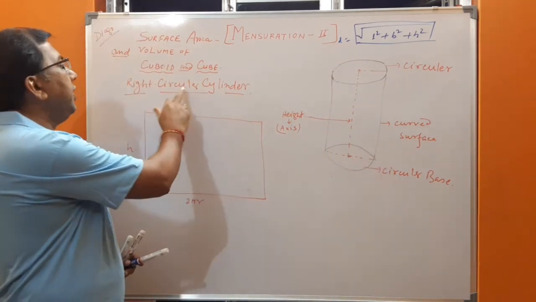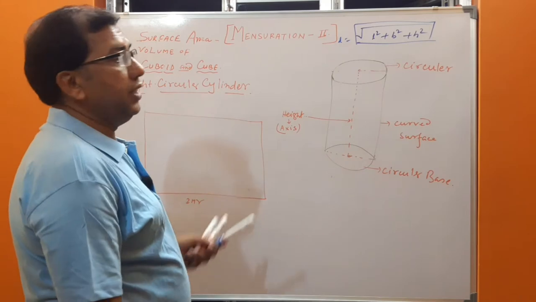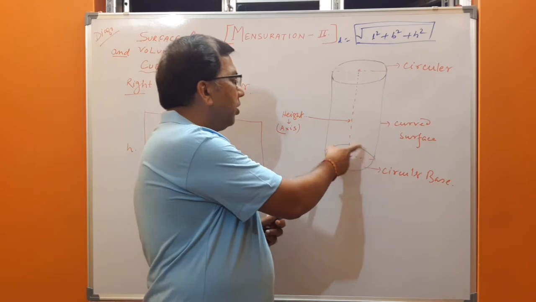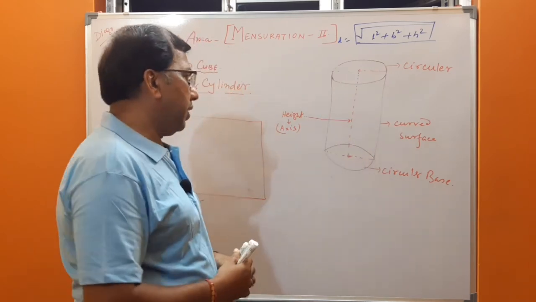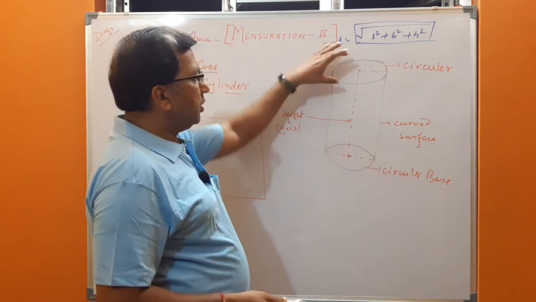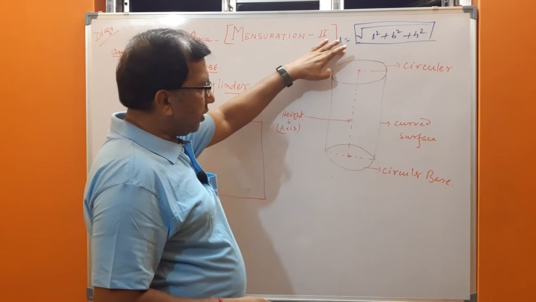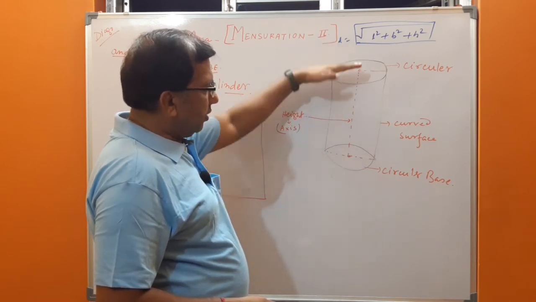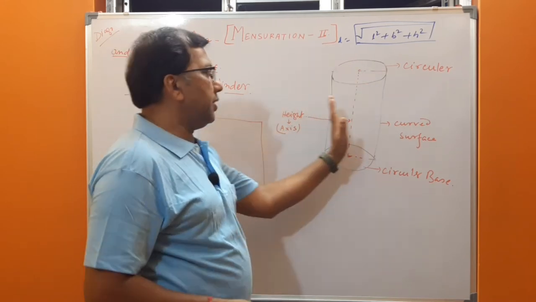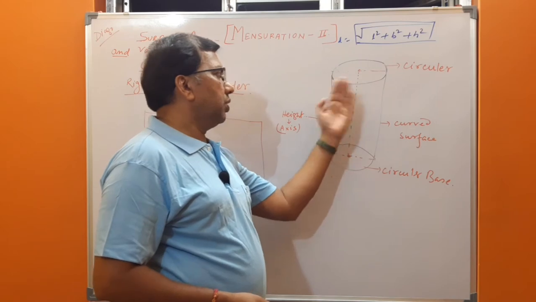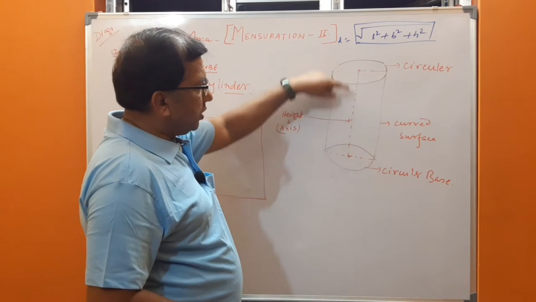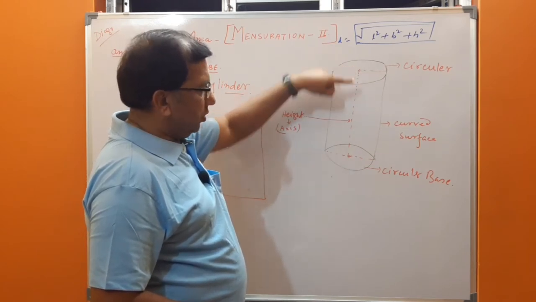Now come to the right circular cylinder. This is the shape of the right circular cylinder. What you see here is the circular base. There are two circular surfaces, top and base, just parallel to each other. And this is the curved surface area. This is a circular base, this is a circular top, this is the center, this is the center.